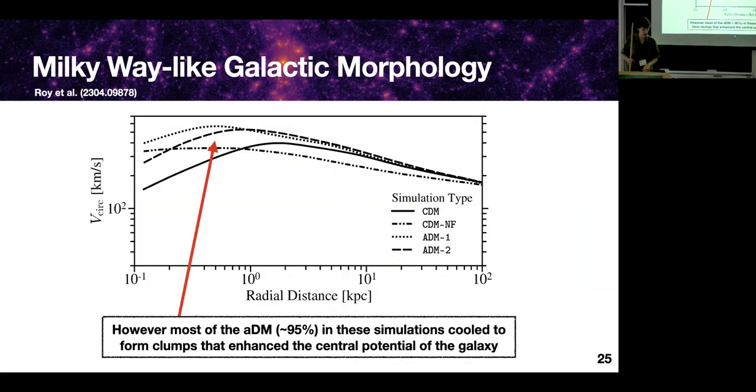I also just want to point out that while the gas disk did form, most of the ADM actually cooled into those clumps that we talked about and sank to the middle, the central potential of the galaxy, and really messed with the circular velocity profile. And this could be another probe for atomic dark matter physics.